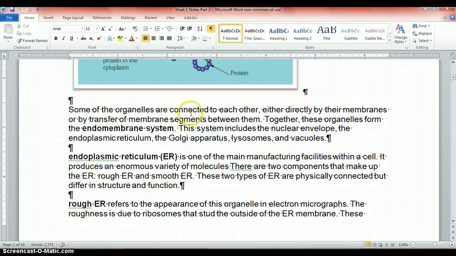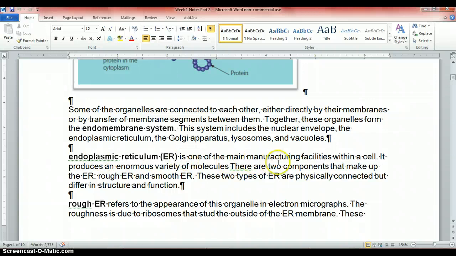So some organelles are connected to each other either directly by their membranes or by transfer of membrane segments between them. This is a lot of our endomembrane system, especially the ER, endoplasmic reticulum, I can't talk today, endoplasmic reticulum, or the Golgi apparatus, lysosomes, and the vacuoles. So we're just going to call it the ER because really, I'm just going to say it wrong.